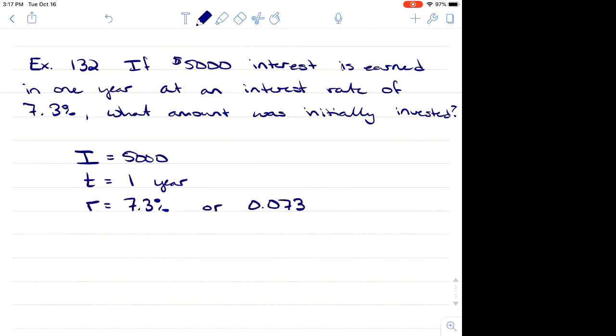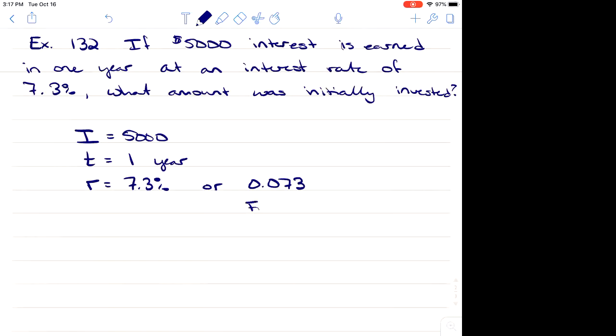We do want to check that the 7.3% has to be per year. If it doesn't specify, then you can assume that it's per year. I would only have to specify if it was per month or per day or whatever. So default is that it's per year, but anything else I'll have to specify. Okay. So we want to find what amount was initially invested, so find P.